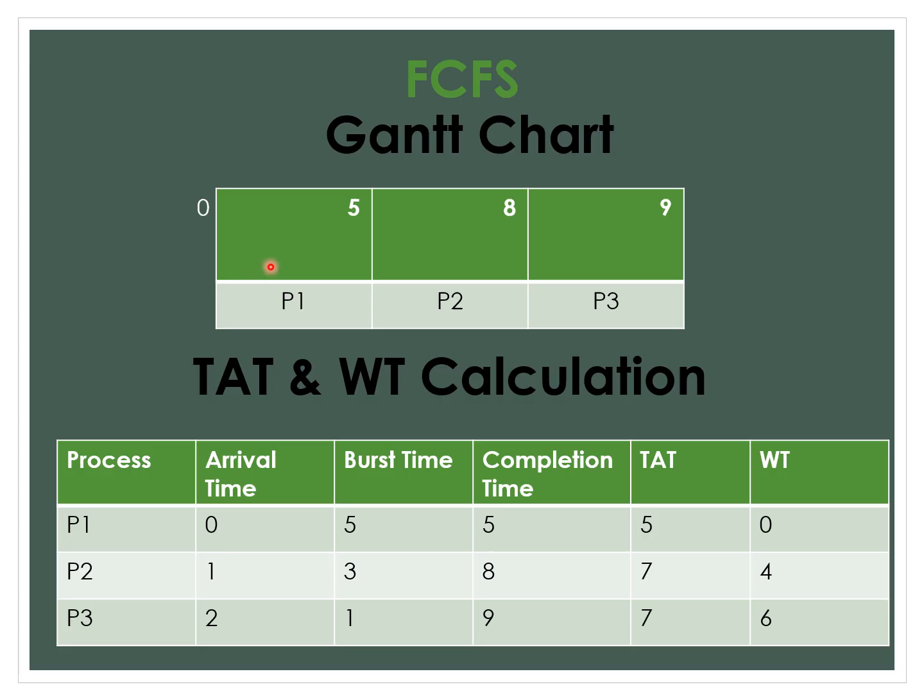Here the processes arrive in order. So first process P1 is executed with a burst time of 5. Then, with arrival time 1, process P2 is executed. The burst time of P2 is 3, so 5 plus 3 is equal to 8. At arrival time 2, process P3 is executed with the burst time 1. So 8 plus 1, 9 milliseconds. So P3 completed its execution at 9 milliseconds.